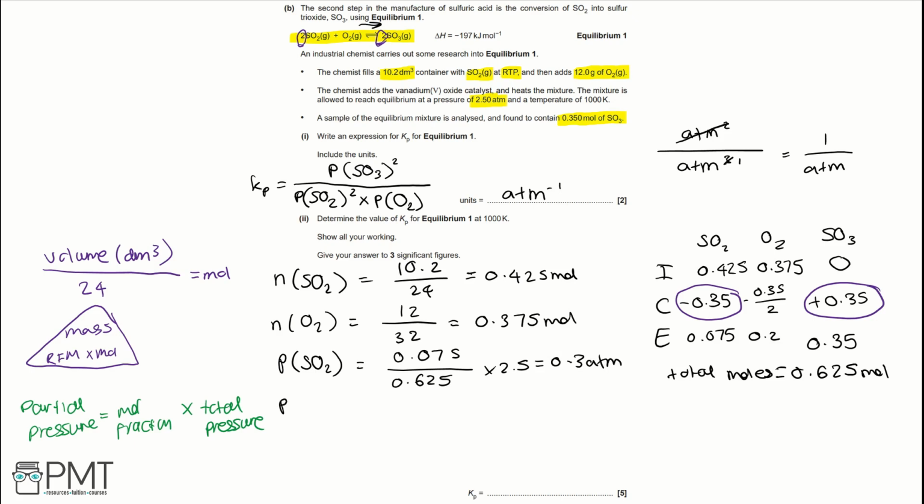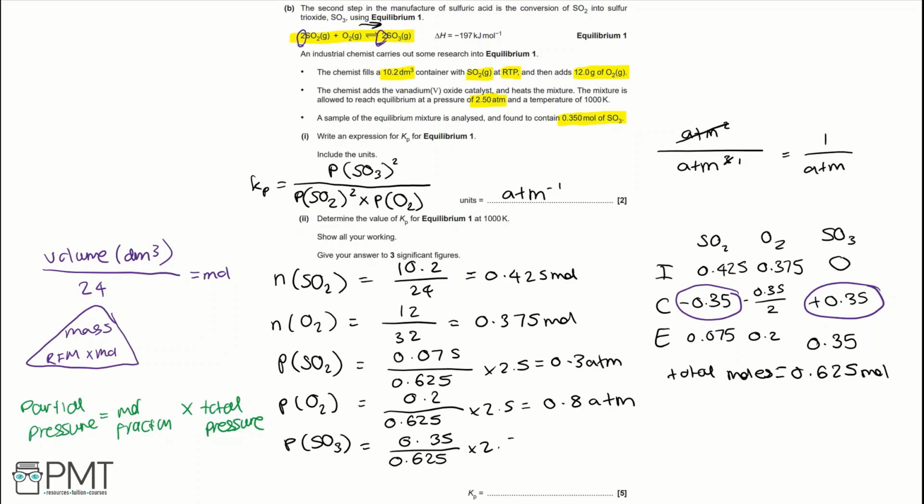Then working out the partial pressure of oxygen, that is going to be equal to 0.2 divided by 0.625 multiplied by 2.5, and that equals 0.8 atmospheres. And finally, the partial pressure of SO3, that's going to equal 0.35 divided by 0.625 multiplied by 2.5, and that equals 1.4 atmospheres.